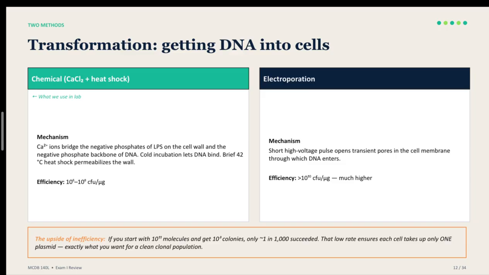Because if transformations are super efficient, then every cell would take up multiple plasmids and you wouldn't be able to get isolated clean colonies. So the inefficiency actually means that each colony will almost always represent one plasmid molecule worth of bacteria. So when we do our single colonies, we can start them from one set of DNA information, right?